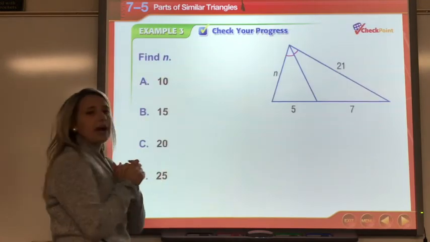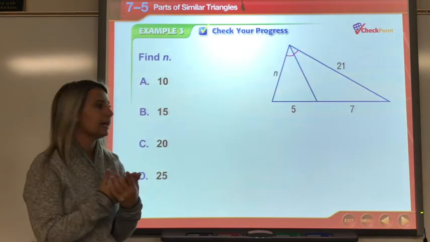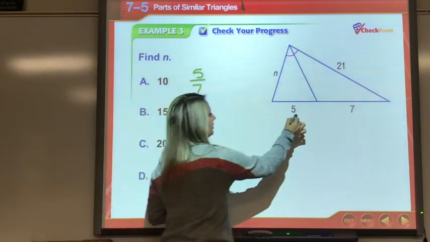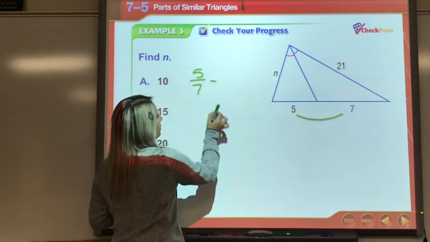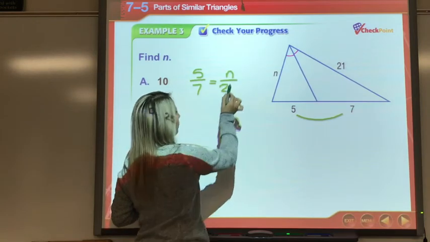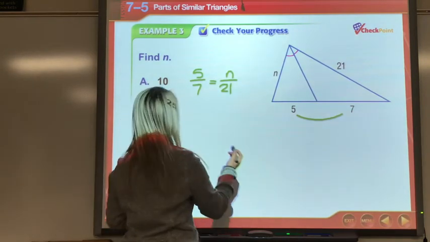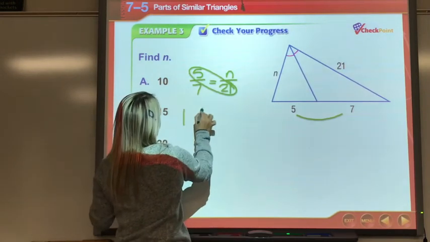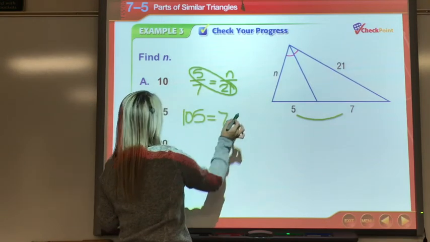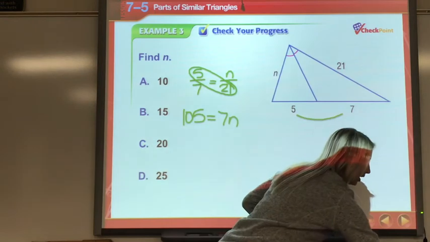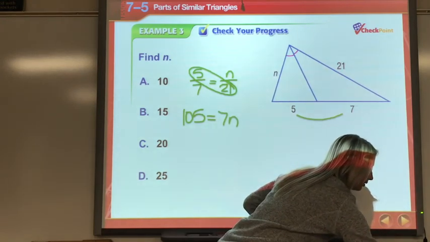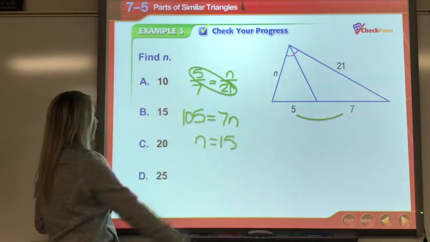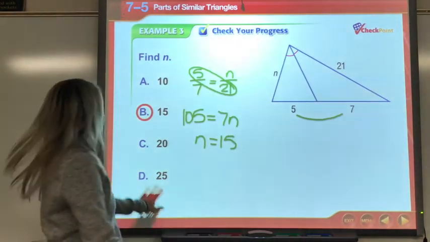Okay, here's one for you guys to try from home. We're going to set it up the same way as we did that last one. So I'm going to take 5 over 7, these two numbers, okay? Set that equal to n over 21. Okay, if I apply the cross product, here we get 105 equals 7n. Now when I take 105 divided by 7, we get 15. So you guys should be finding b, n equals 15.